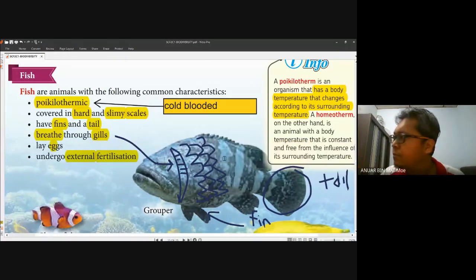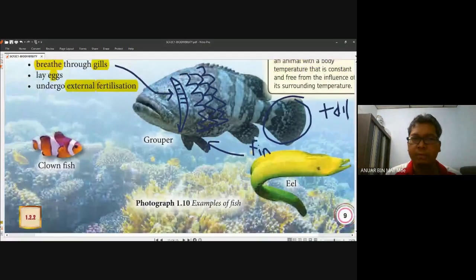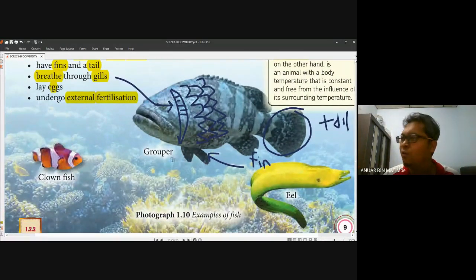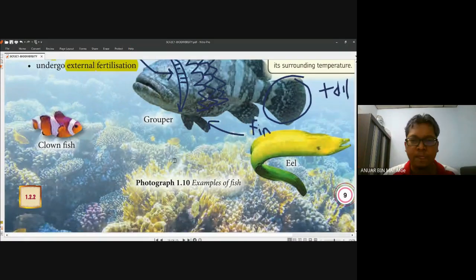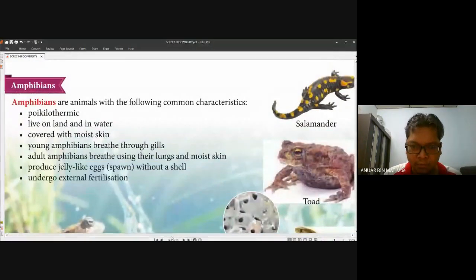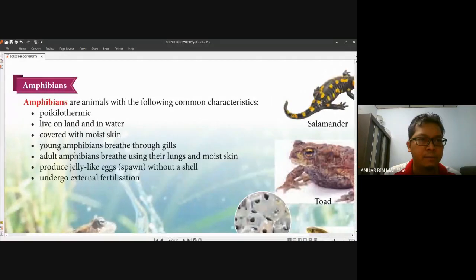Can we continue? Okay, example of fish, I do not need to explain to you. Clownfish, eel, and then groupers, and then many other types of fish. Okay, so we continue with the second vertebrates. All right, the second vertebrate is what we call an amphibian.